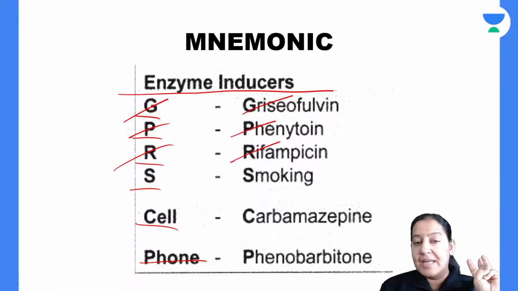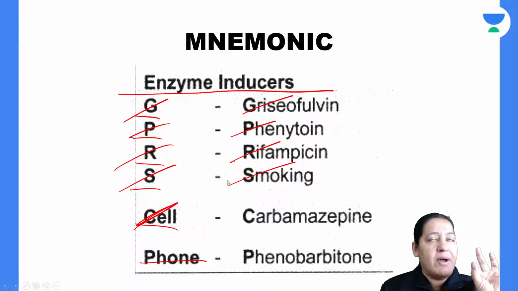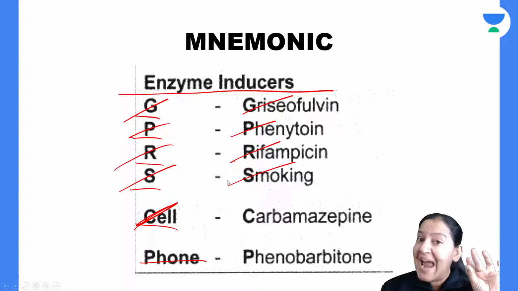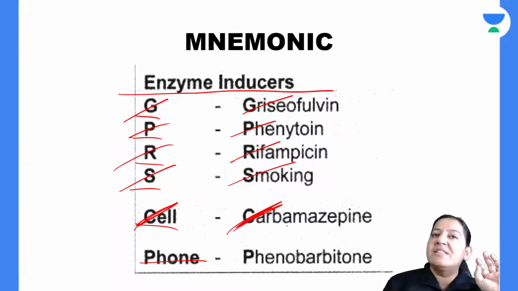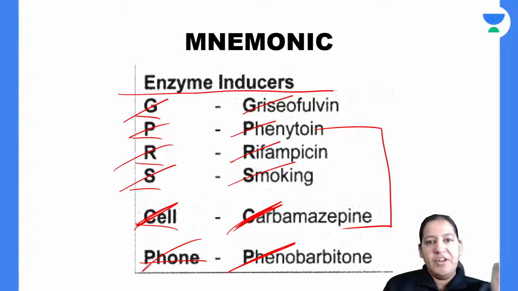R for rifampicin. It is an anti-TB. There was also an anti-TB there, isoniazid. Here also there is an anti-TB, rifampicin. S stands for smoking. C, there were two C's there. One was cimetidine, which is an anti-acidity drug, and one was ciprofloxacin, which is an antibiotic. Here there is carbamazepine, which is an anti-epileptic. Both of these are anti-epileptic drugs. And P for phenobarbital. Phenobarbital is a tranquilizer, you can say, a sleeping pill.